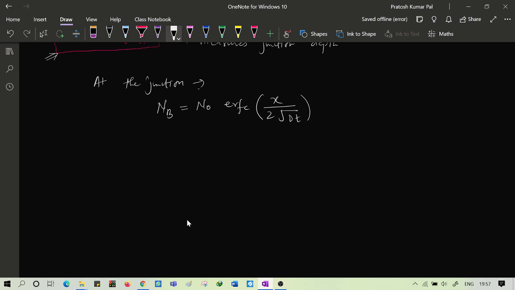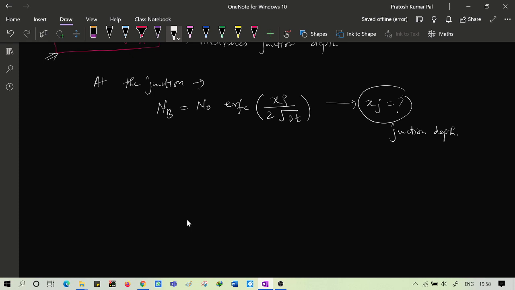At the junction, the concentration is nb equals n naught erfc, where x at that point is considered the junction depth, represented by x of j. So from there we can find the value of xj. That will be your junction depth.